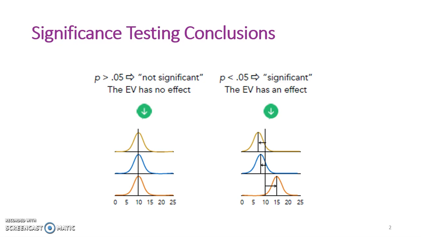So if p is less than 0.05, this is a significant test, and this is essentially telling us from the F-test that the predictor does have some effect on the outcome, such that at least two of the groups have significant differences.